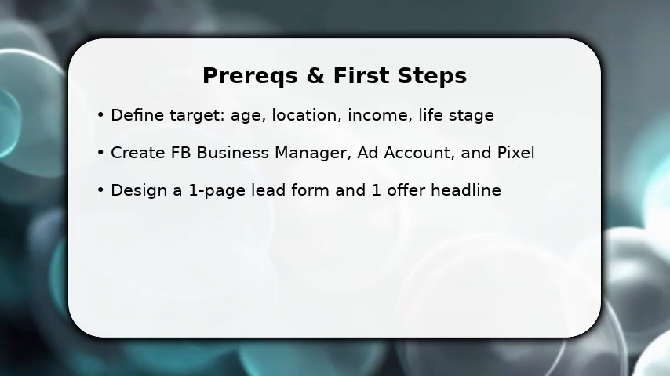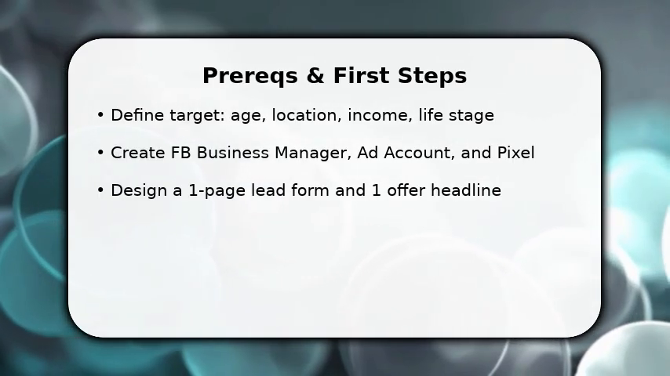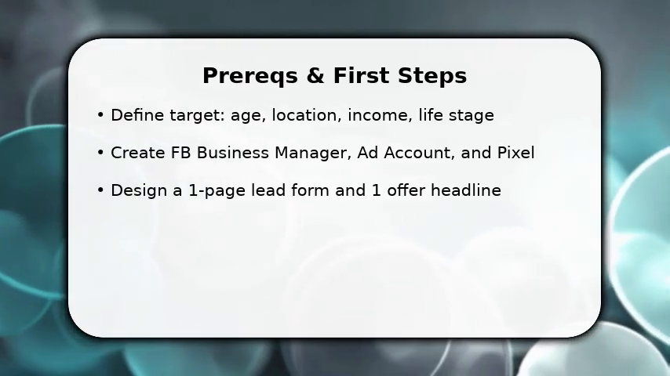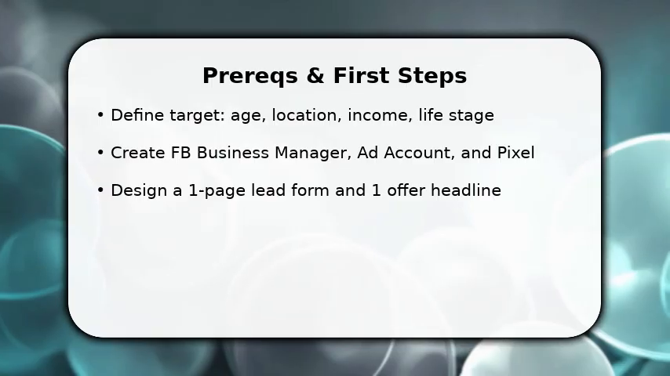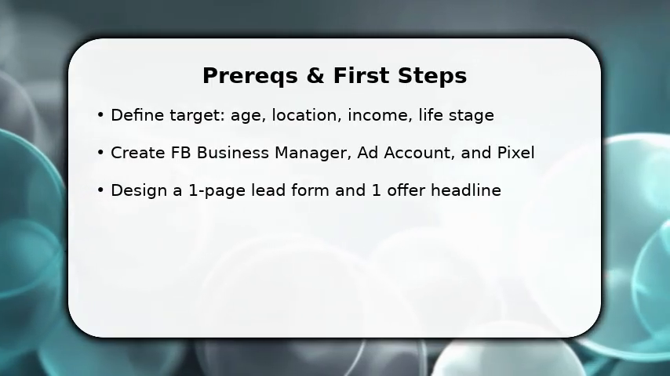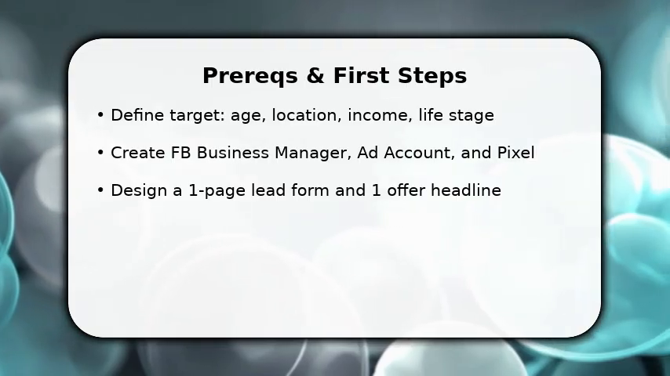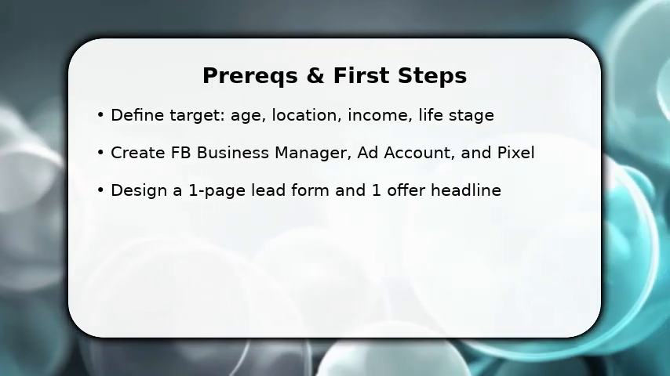You already have a product. Now move fast. First, define the exact audience by age, zip, employment, and coverage needs so your ads speak directly to them. Next, set up Facebook Business Manager, an ad account, and install the pixel on your landing page to track conversions. Finally, craft a single, clear lead form and a compelling offer headline. This gives you measurable responses and immediate data to optimize from day one.